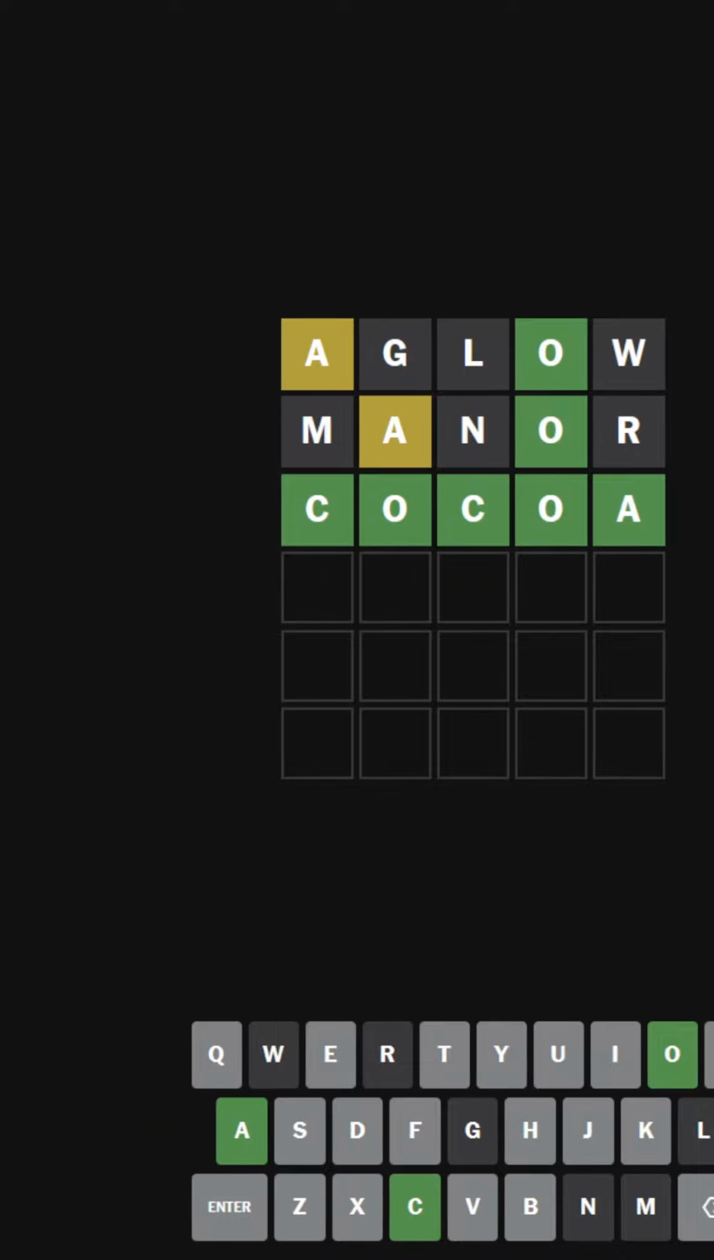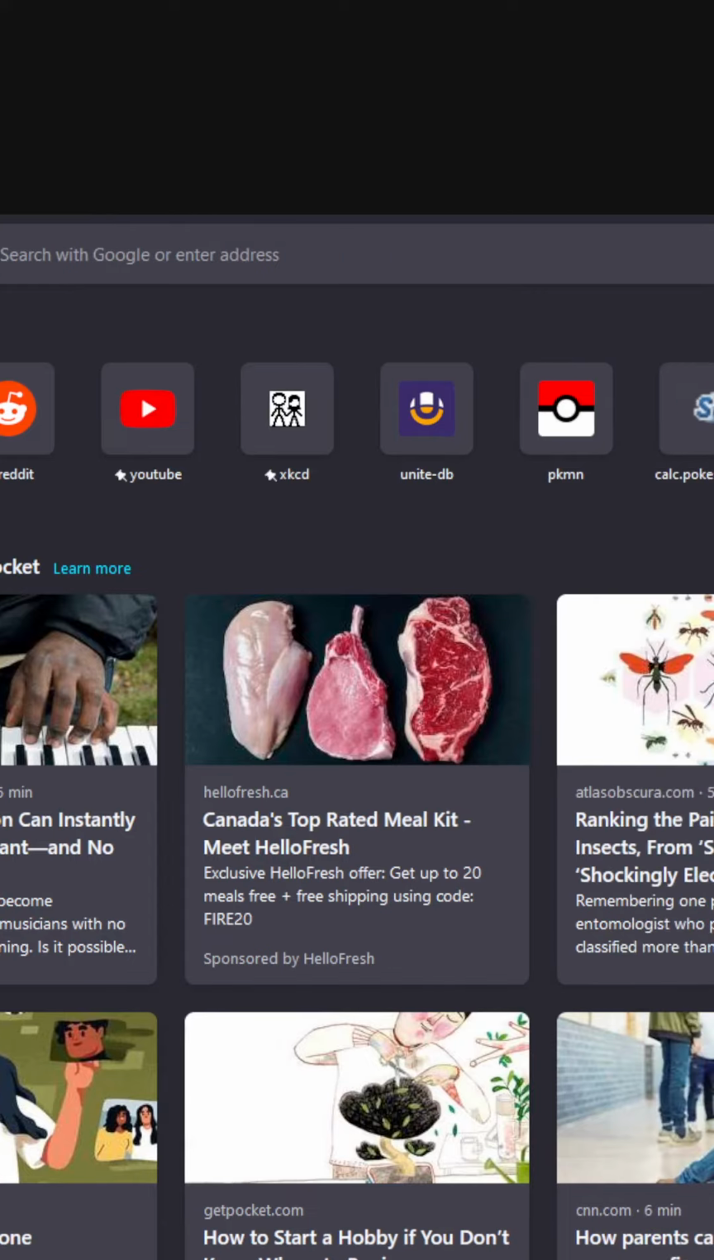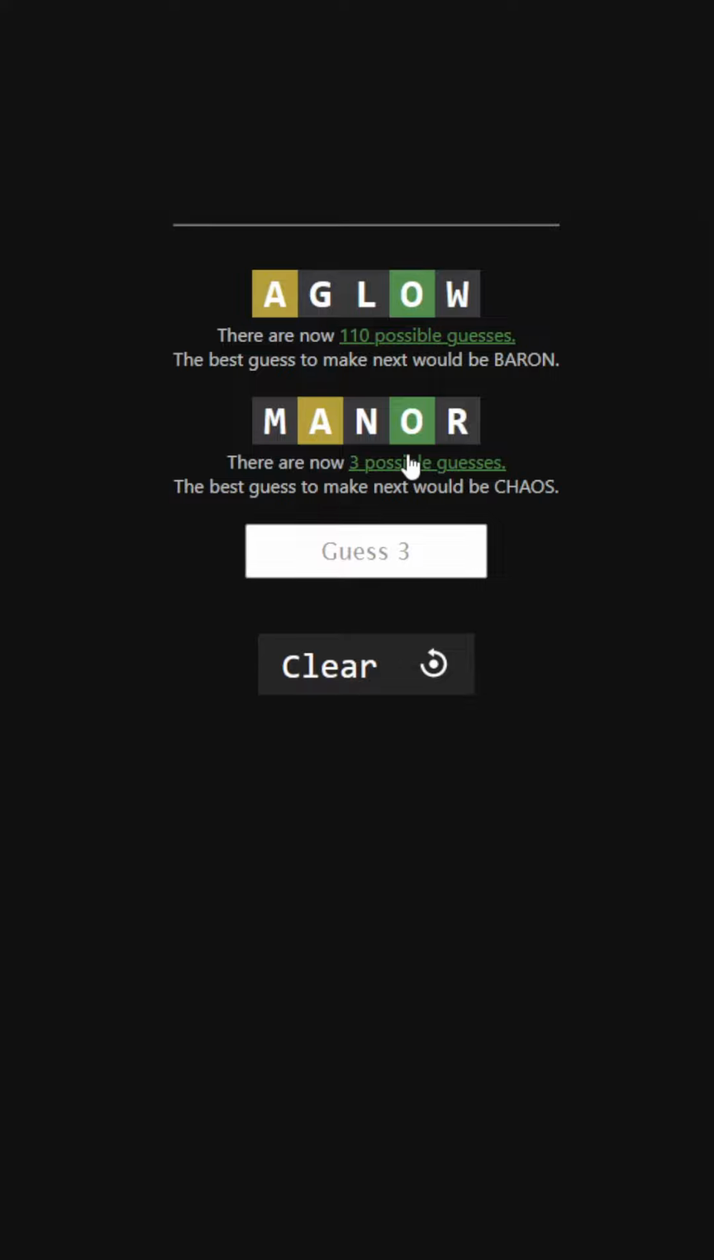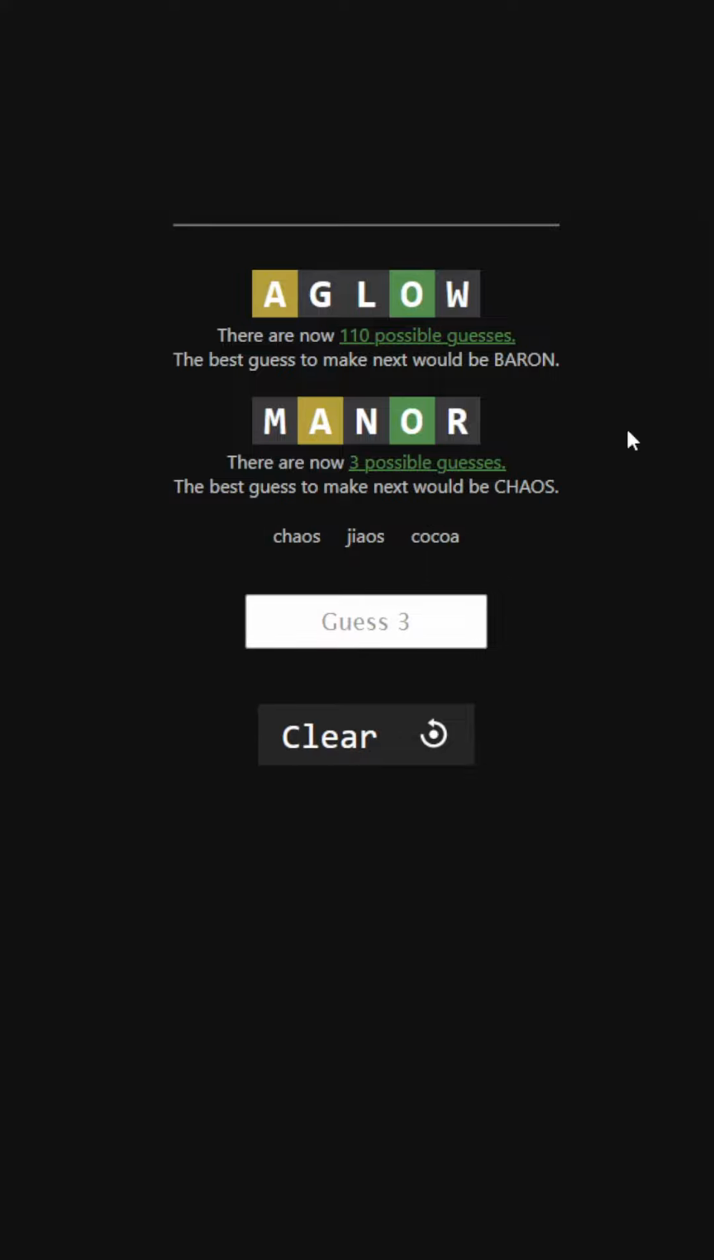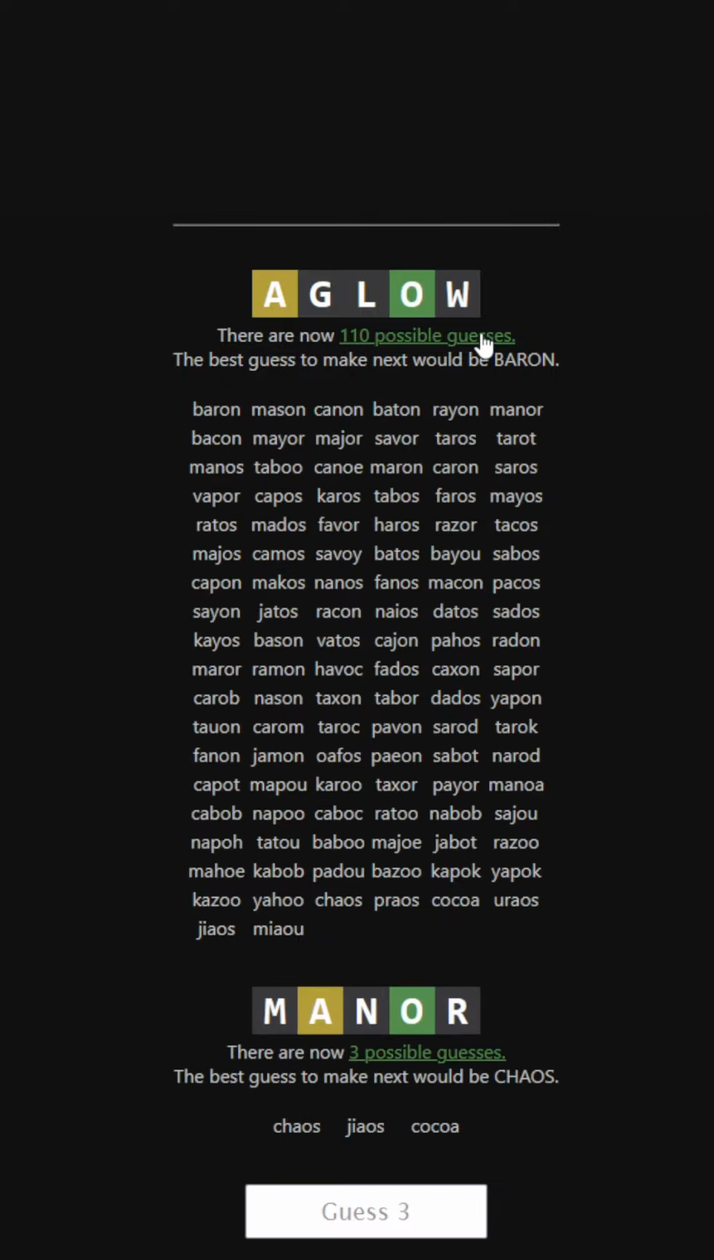You know what? I'm actually going to Squirtle it right now. We're going to open up Squirtle. And with the word aglow, I put in the word manner. There's only three possible solutions here, which is chaos and Coco. So if I did get Coco, I would have gotten chaos for sure. Yeah, so aglow and manner just kind of lines it up for a slam dunk solve.